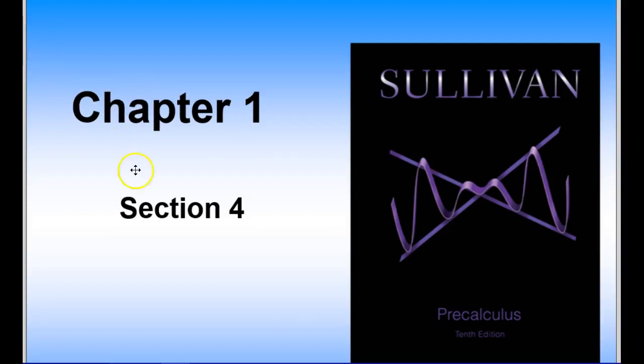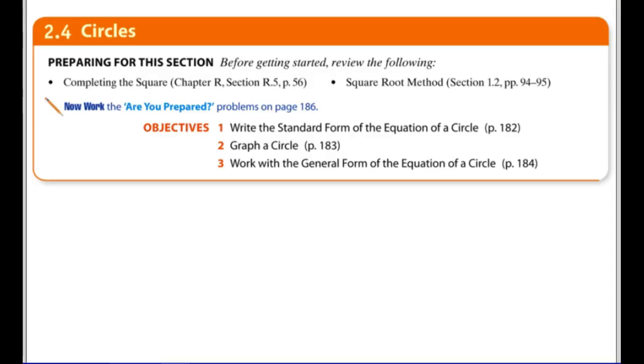All right, here we're looking at Chapter 1, Section 4. And in this section, we're going to be dealing with circles and graphing them. Our learning targets for today: we're going to write the standard form of the equation of a circle, and then we're going to graph a circle in different forms. And finally, we're going to work with the general form of the equation of a circle and how we can go back and forth between those two forms.